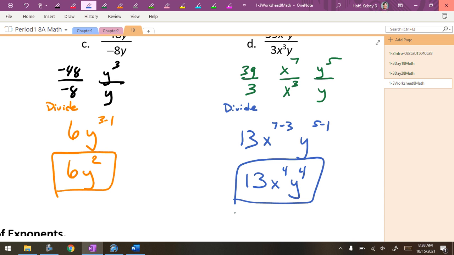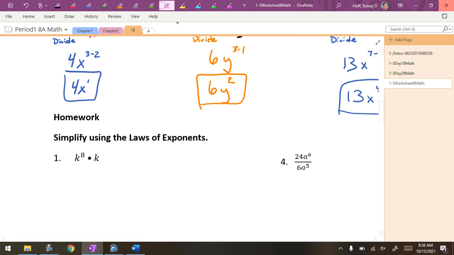Nope, the rest of this paper is your worksheet. That's it. Okay? Yep, they're on the back. See where it says homework? Right here, guys, it says homework. That's where your homework starts. We didn't do simplify the laws. Yeah, we did. That's everything we've been doing. Multiplying means you add. Dividing means you subtract. All right, rock and roll. You got this.